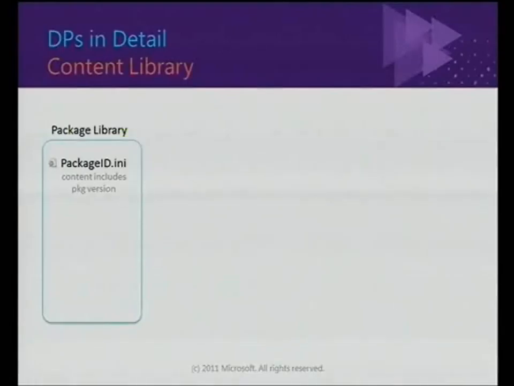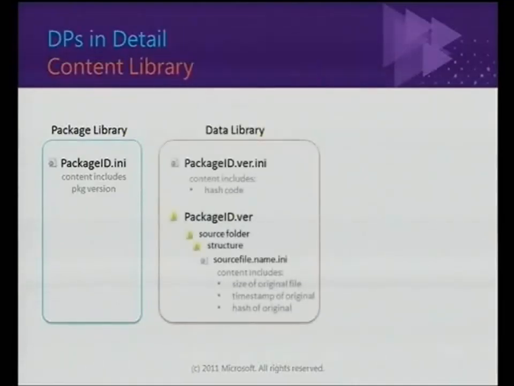Content library is actually really three sub-libraries. And each sub-library is actually just a folder, right? First one, package library. In this folder, every package is represented by an ini file called package_id.ini. Inside that ini file, there is a version number of what the current release of that package is. When you update and refresh distribution points or update distribution points, it increments the version number. That's in that ini file.